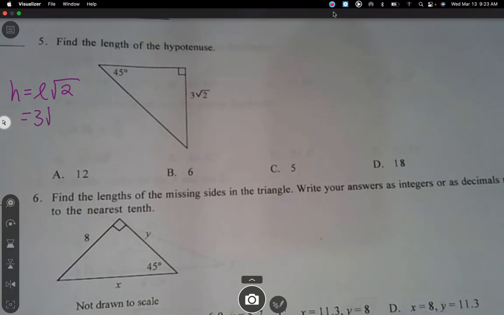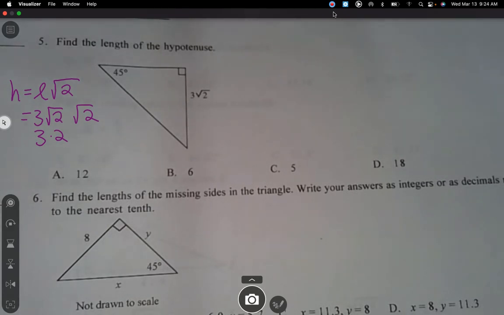3 square root of 2 times the square root of 2. Well, what's the square root of 2 times the square root of 2? My formula has a square root of 2 in there, and my leg also has a square root of 2 in there, so I have to put both of them. And you can even type all that in your calculator, and it would give you 6. So that is answer B. So 5 is B. Okay, how was that one? Not too bad?